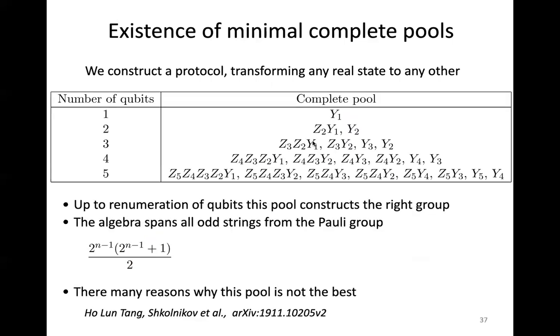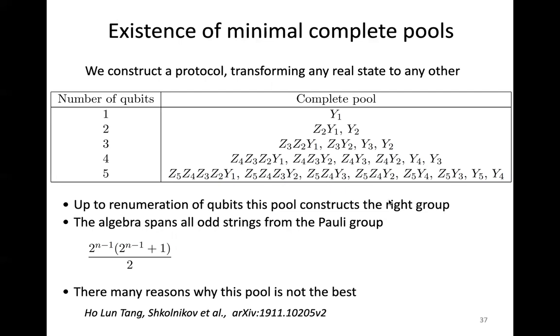And then we use induction to prove that there is actually a pool for each number of qubits. It has 2n minus 2 operators, and this 2 qubit case is used as an induction basis. And for each number of qubits, one can actually show that indeed, up to the renumeration of qubits, the pool constructs the right group that we derived before for the necessary conditions. And also, one important thing that one can show is that the algebra spanned by this pool always spans all odd strings from the group.